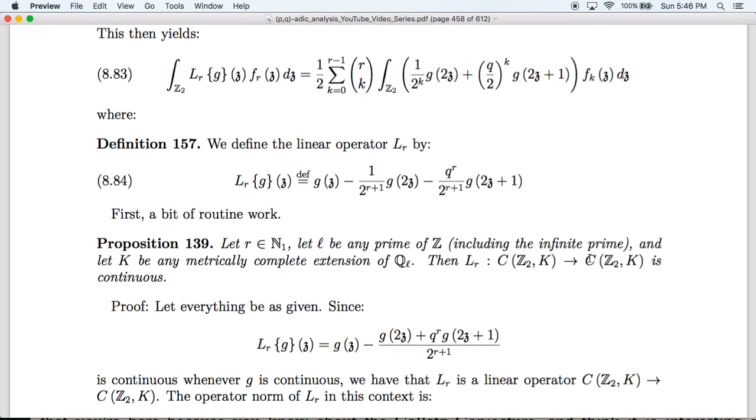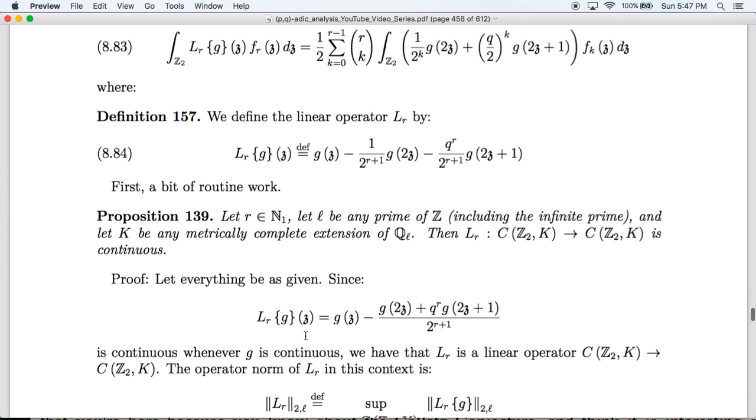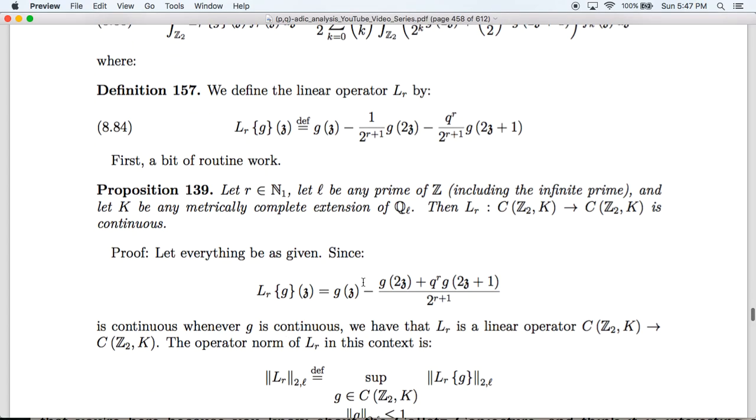Let r be a positive integer, and let L be any prime of Z, including the infinite prime, and let K be any metrically complete extension of Q_L. So that means if L is the infinite prime, Q_L is just R. Then L_r is a continuous linear operator on the space of continuous functions from Z_2 to K. Let everything be as given, and this is the definition of L_r of g.